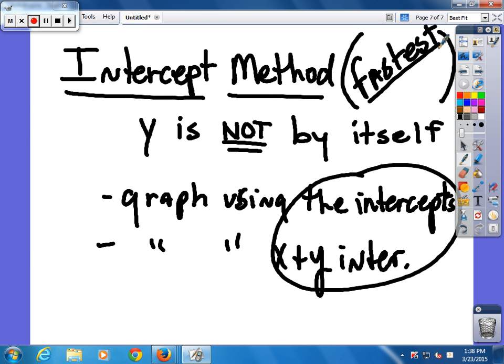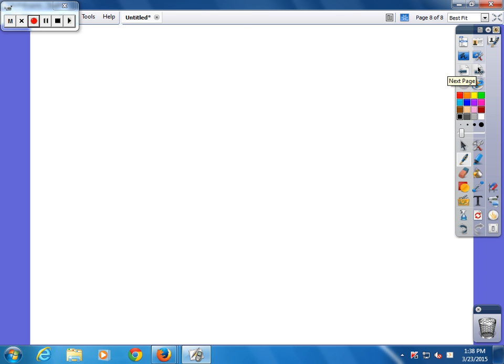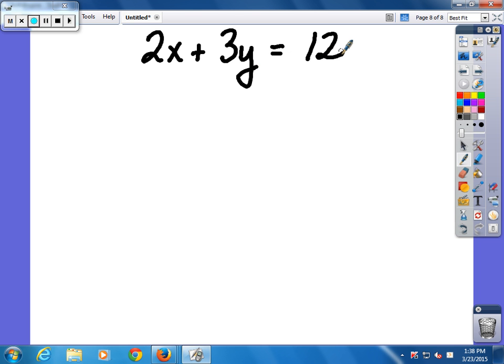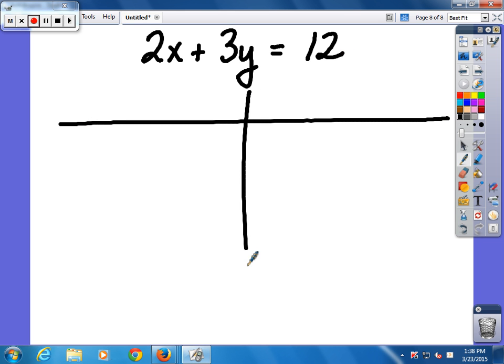So, how do you do it? Well, let's do a problem. Best way to show you. Here's the problem. 2x plus 3y is equal to 12. And the directions say graph using the intercepts. First thing you do is you draw a big table. Here's the table. Take up about half the page.